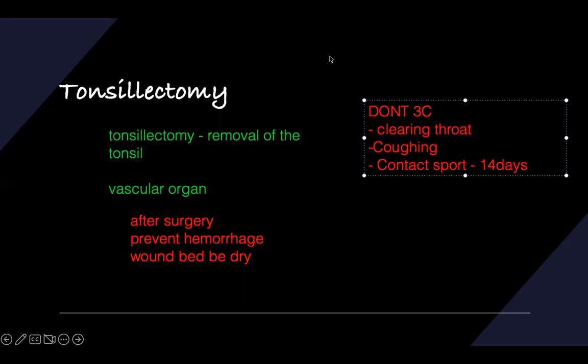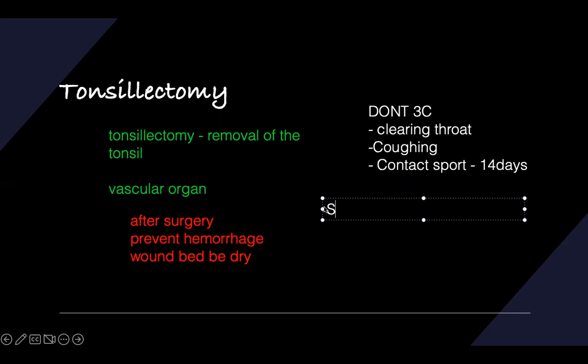So what do you tell them? How would you know based on this that they have bleeding? Signs of bleeding. If you told them not to clear their throat, not to cough, not to do contact sports, because when they do that, they're going to bleed. If they're bleeding, that's what they will be doing when they come in. They will show you these signs.